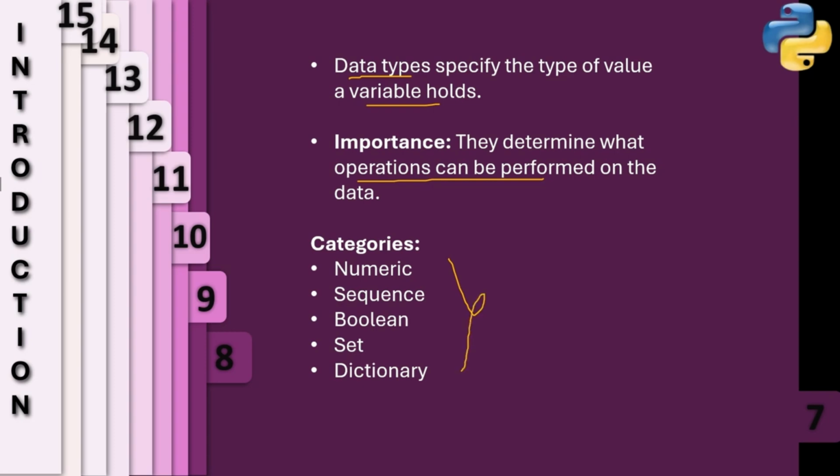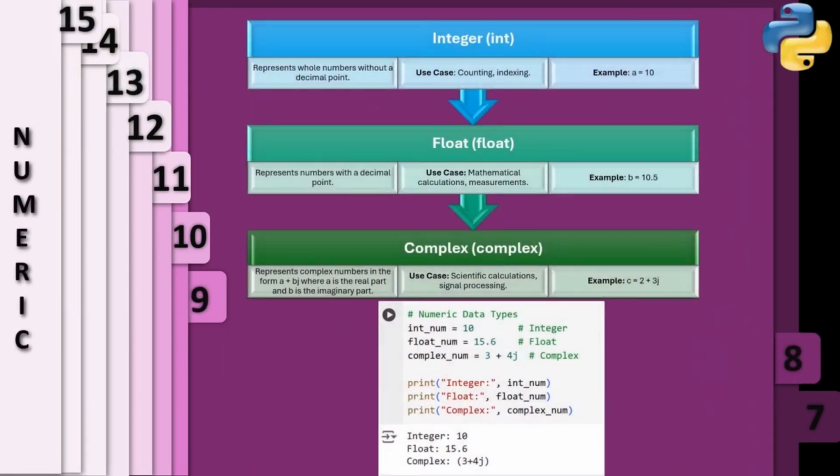These are the various categories of Python data types. Let's explore each one in detail. First, let's understand numeric types. Numeric types represent numbers and include integer, float, and complex. Integer represents whole numbers, either positive or negative, without a decimal point. It is mainly used in indexing and counting. This is an example of how we assign an integer.